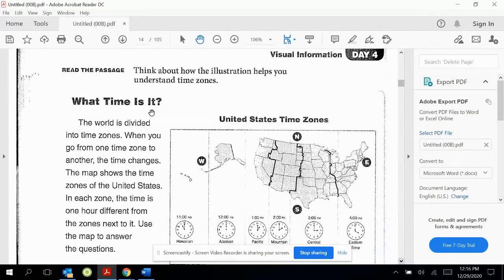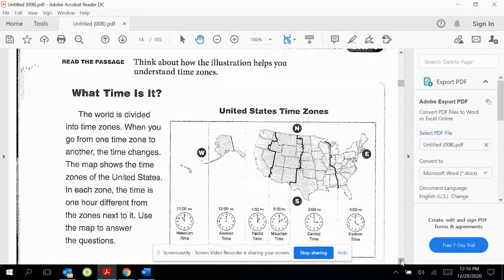And it says, what time is it? The world is divided into time zones. When you go from one time zone to another, the time changes. The map shows the time zones of the United States. In each zone, the time is 1 hour different from the zones next to it. Use the map to answer the questions.